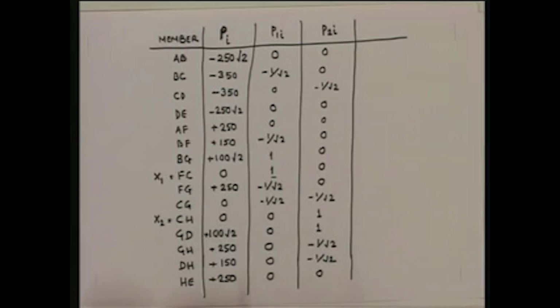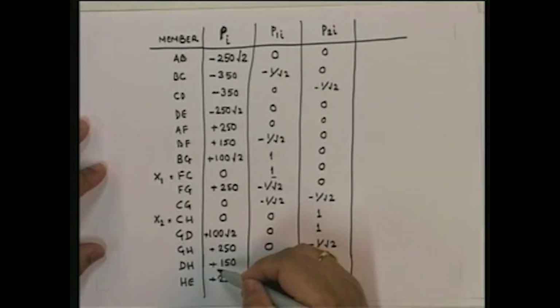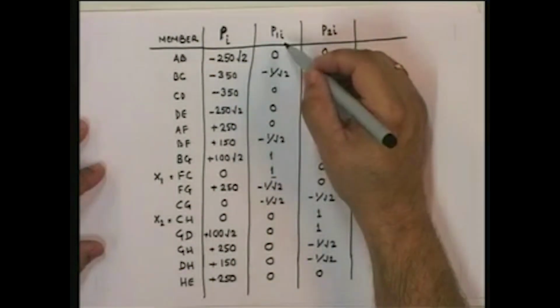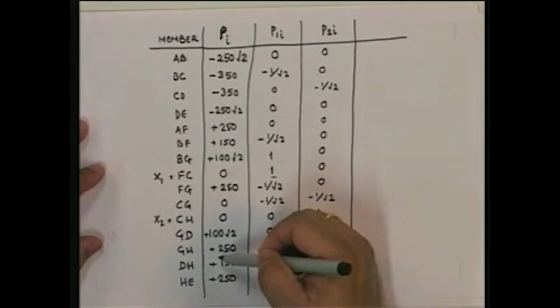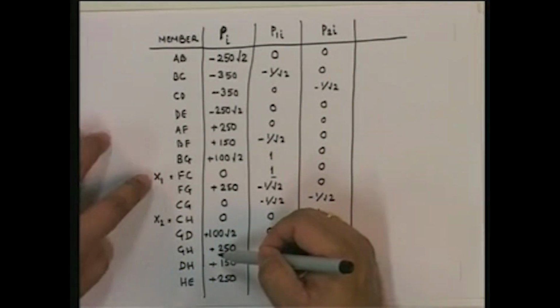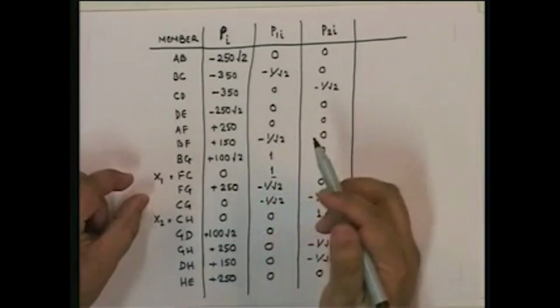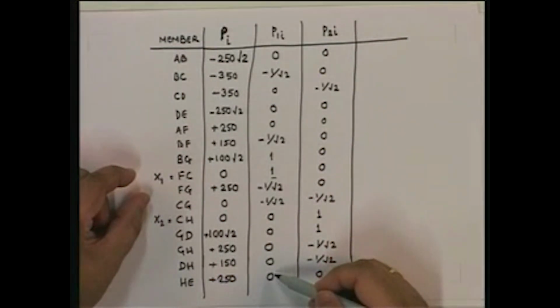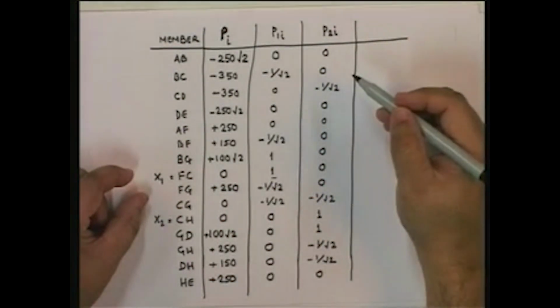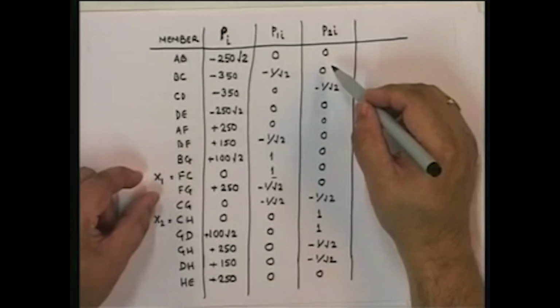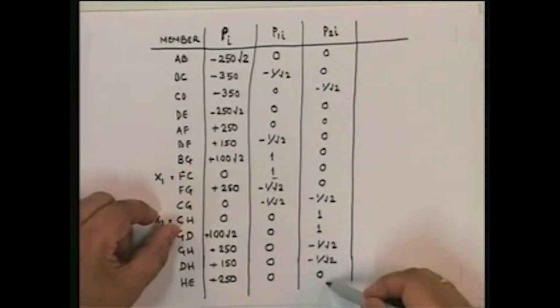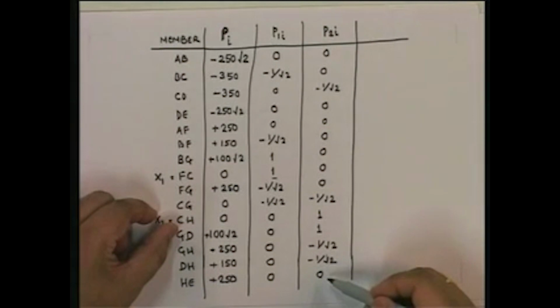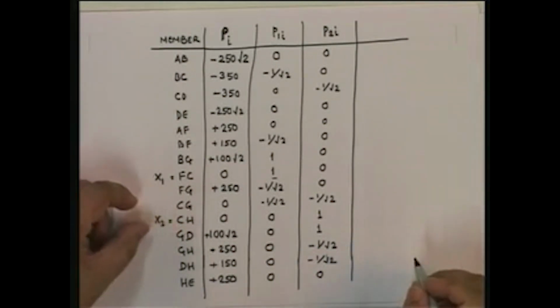Now, understand that this is the real loading. In the real loading case, if I want to find out the displacement corresponding to x1 in FC, the separation, then what is my virtual displacement pattern? This one. And if I want to find out the displacement corresponding to x2 in CH, this is going to be the virtual force.